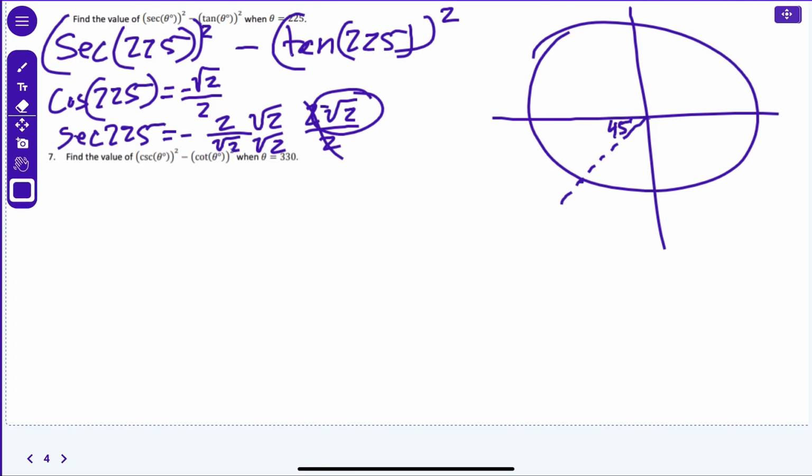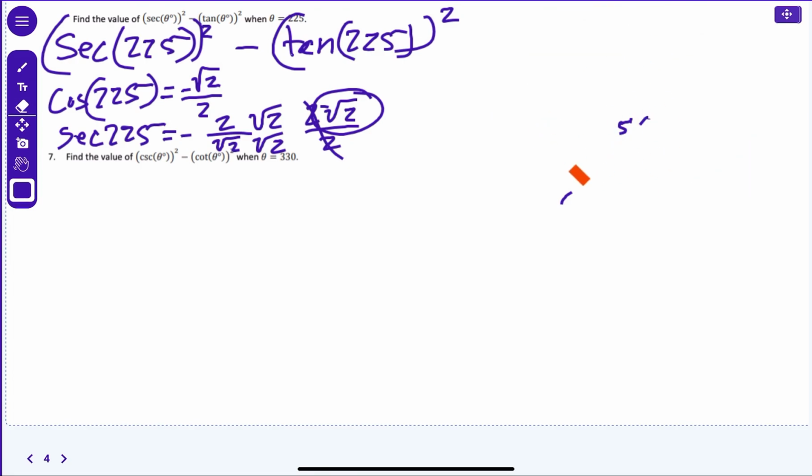Now then, what is the tangent here? Well, it's sine over cosine, and for a 45-degree angle, it's the same thing, so this is going to be a negative 1. Okay, let me get rid of this so I can write the rest of this over here. So now we have negative square root of 2 squared minus opposite over adjacent, which is the same thing as minus 1.